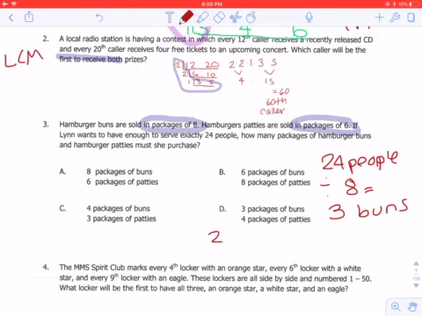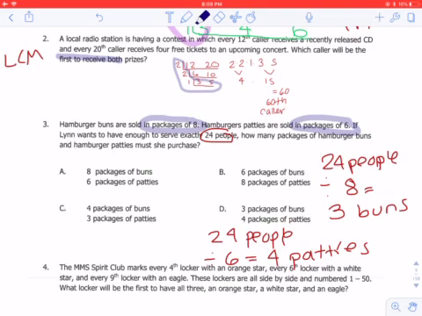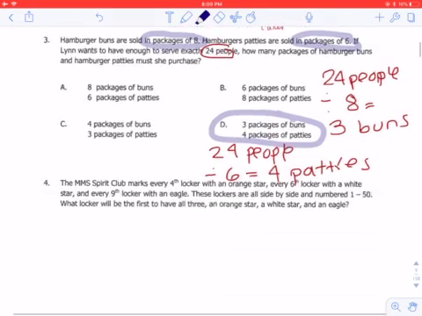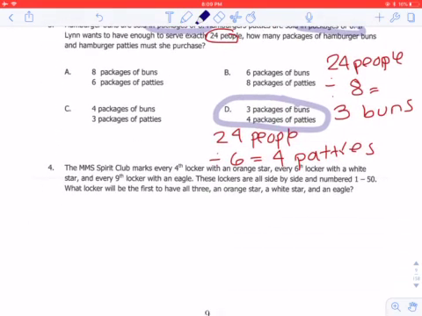Same thing, 24 people divided by packages of 6, this is for the patties, means 4 packages of patties. So they kind of gave us the LCM in this problem, and they just wanted to know how to apply that. So this answer would be choice D. Different type of problem.